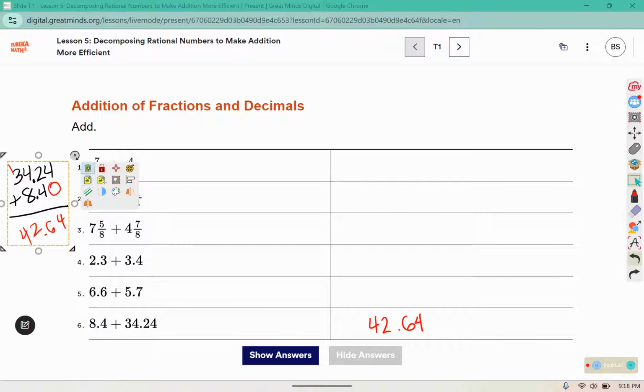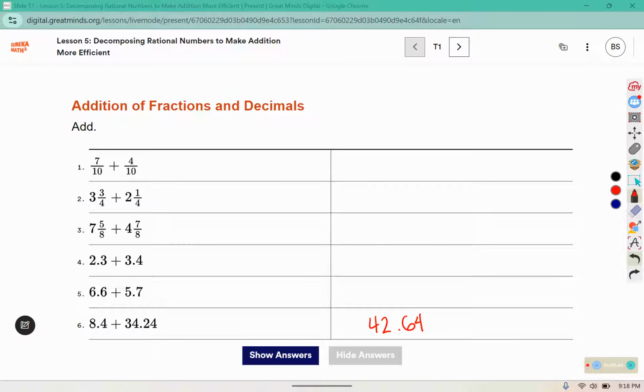For the fraction piece, I'm going to work with number 3. If I add 7 and 4 together, that gives me 11. If I combine 5/8 and 7/8, that gives me 12/8. But this is more than one whole. That would increase it to 12. 8/8 makes a whole, and we have 4 extra eighths, which can be reduced to 1/2. So we have 12 and a half.